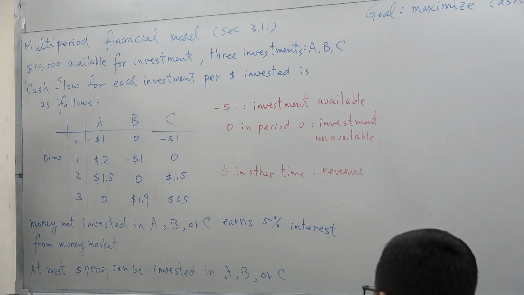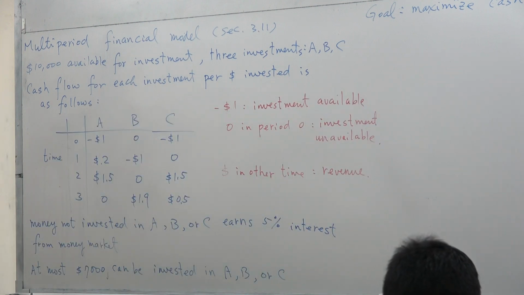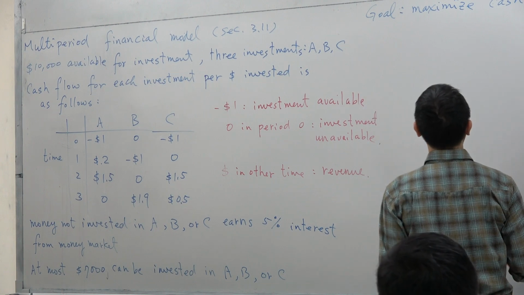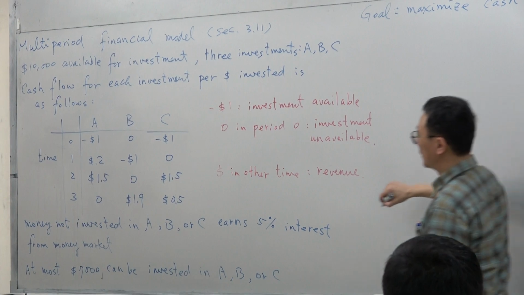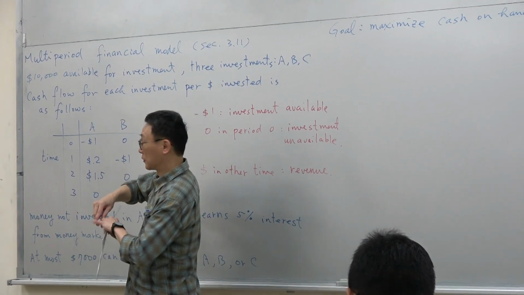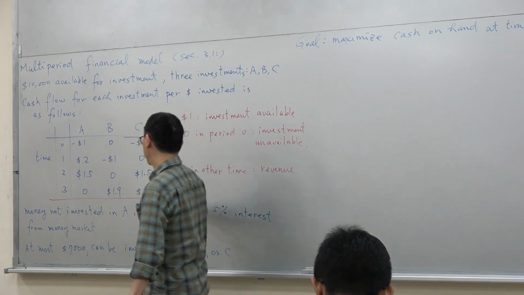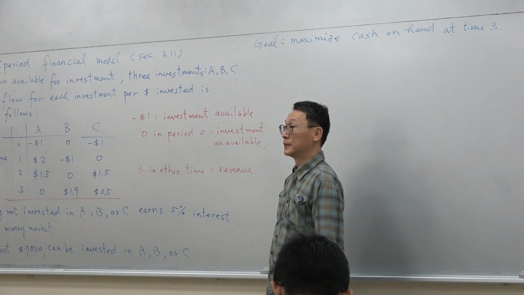So our objective function is that we try to maximize the total cash in the end of time 3.